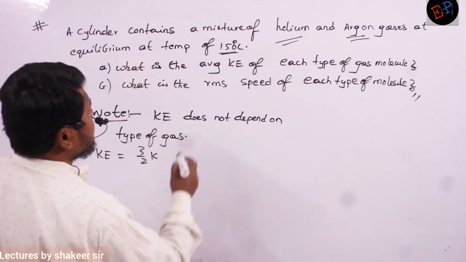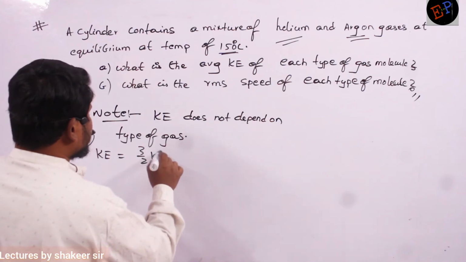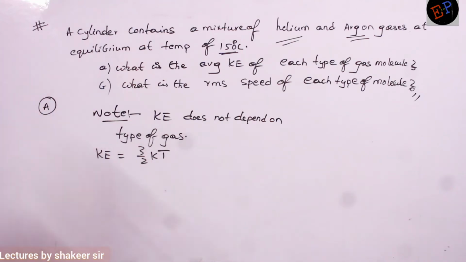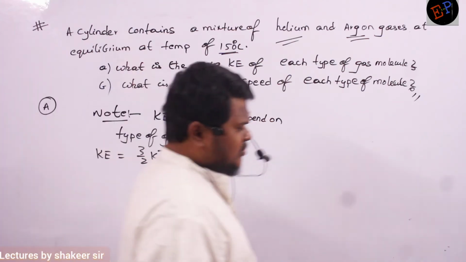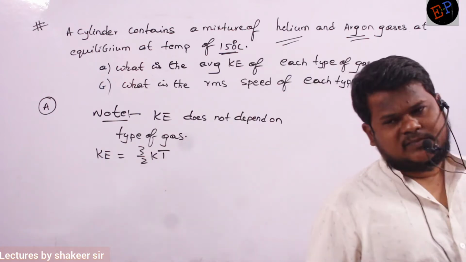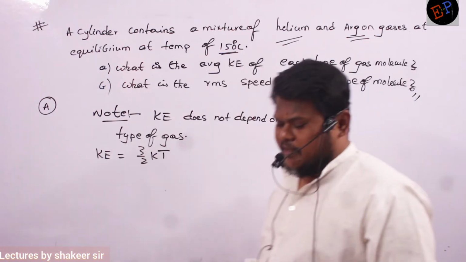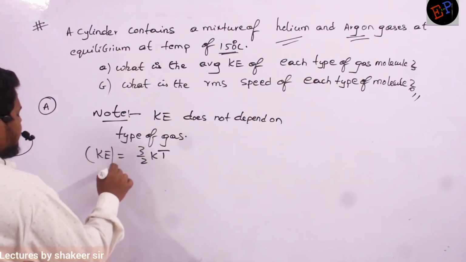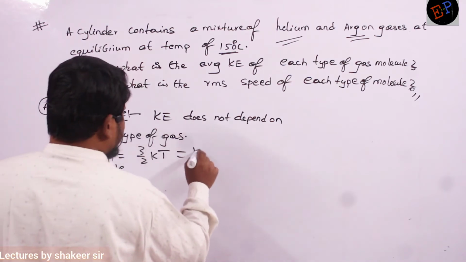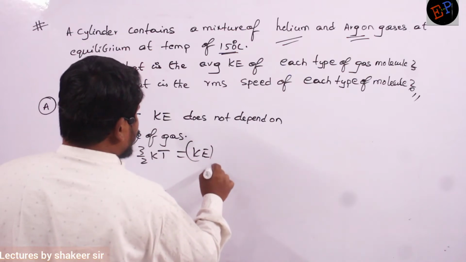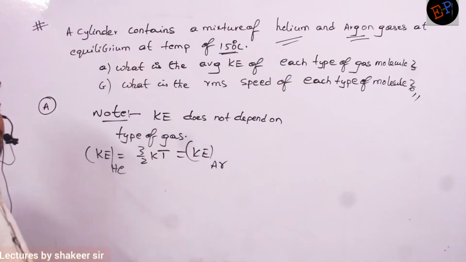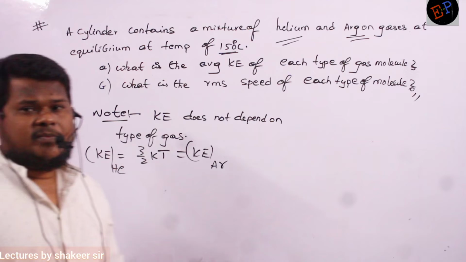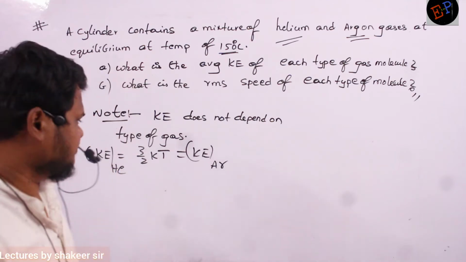So therefore kinetic energy of any gas is equal to 3 by 2. He is asking average kinetic energy of each type of gas molecule only, no? So 3 by 2 kT only I will write. For a single gas molecule, 3 by 2 kT only, no ma? So therefore this is the kinetic energy of a molecule of helium also. Same is the kinetic energy of a molecule of argon also. Both will have same kinetic energy. Why? Because temperatures are same, okay?